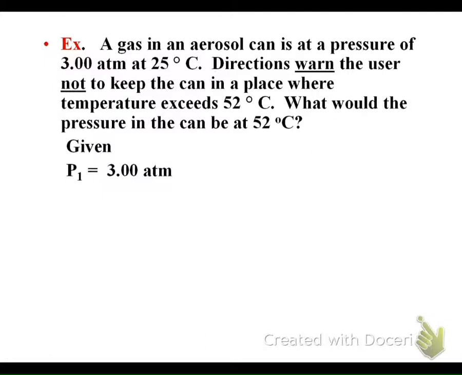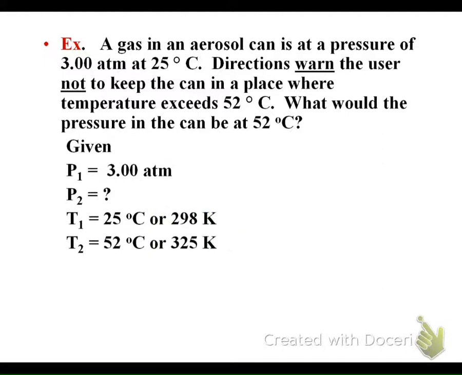P1 is 3 atmospheres. Just like we did with Charles' law, I really like to write out the variables, especially since our T1 and our T2 are switched in the algebraic equation. It really helps you avoid that mistake. P2 is our variable. T1 is 25 degrees Celsius, and it also lets you show your math, converting it to Kelvin: 298 Kelvin. And T2 is 52 degrees Celsius, or 325 Kelvin.